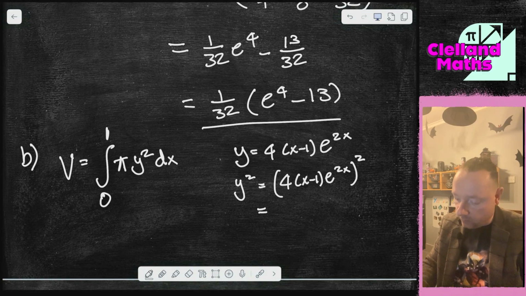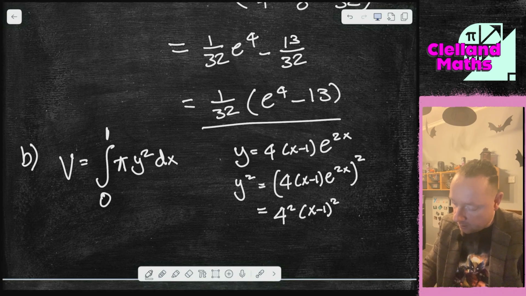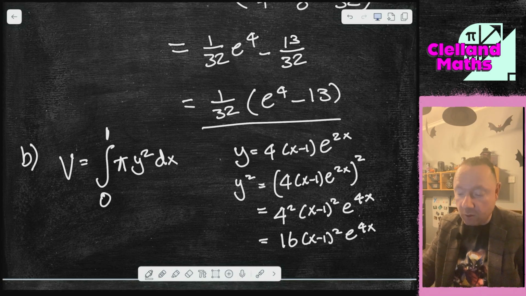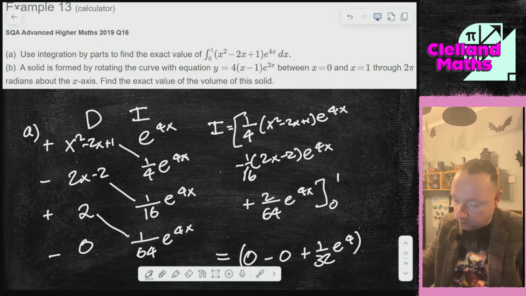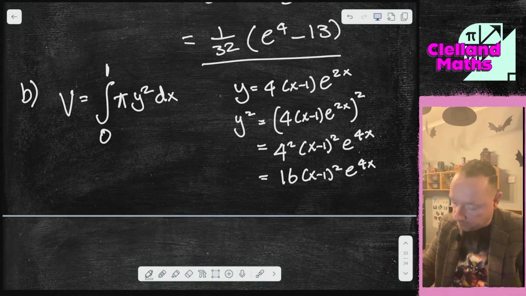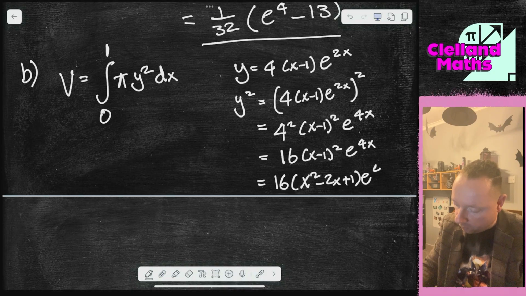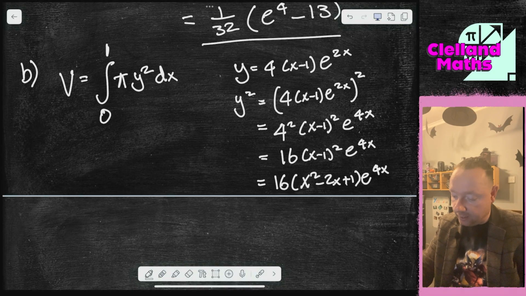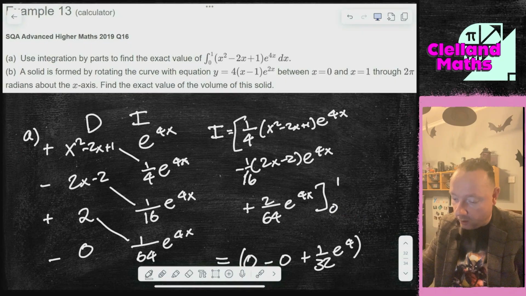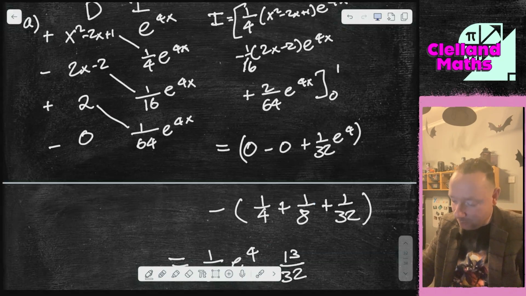Well, that's just a series of terms squared, so I can just split that up into 4 squared, (x minus 1) squared, (e to the 2x) squared, well, that's just e to the 4x. Or in other words, 16 (x minus 1) squared e to the 4x. Now let's have a look to see what we integrated a minute ago. We integrated (x squared minus 2x plus 1) e to the 4x. Well, let's expand that bracket and see what we've got then. 16 (x squared minus 2x plus 1) e to the 4x. We've already integrated x squared minus 2x plus 1 e to the 4x between 0 and 1. So it should be pretty easy.